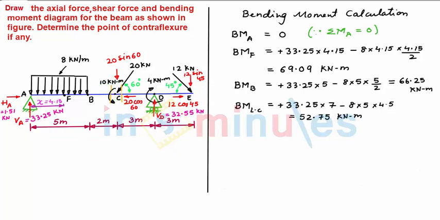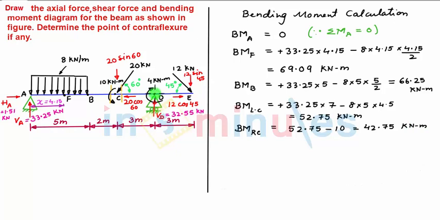Then we move beyond point C and we take a section towards the right of C and very near to it. So bending moment towards the right of C is equal to, you will see that between these two sections there is addition of an anti-clockwise moment of magnitude 10 kilonewton meter. So we have bending moment towards the right of C as 52.75 minus 10 kilonewton meter. So this is equal to 42.75 kilonewton meter.